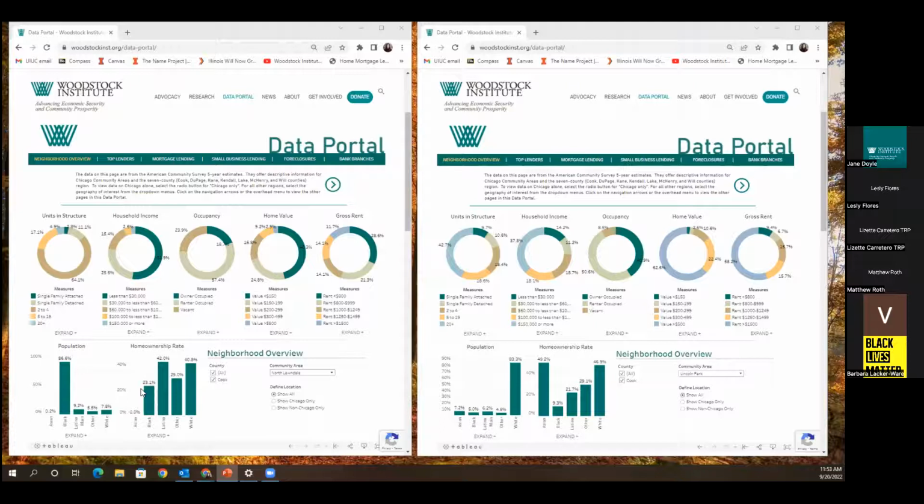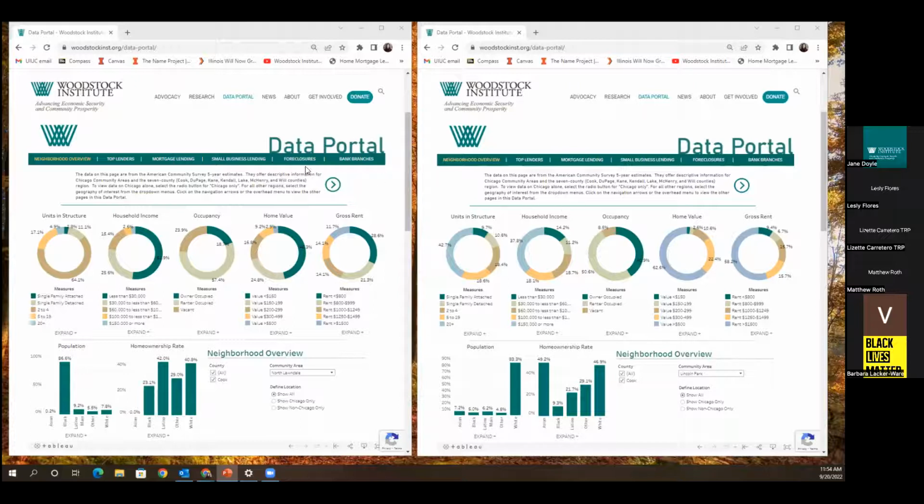We'll dive deeper now into the housing data. Here on the neighborhood overview tab, we also have these two charts, which are new this year. I mentioned that earlier, probably twice. The home values in North Lawndale are much lower than the breakdown of home value in Lincoln Park. And same with gross rent.